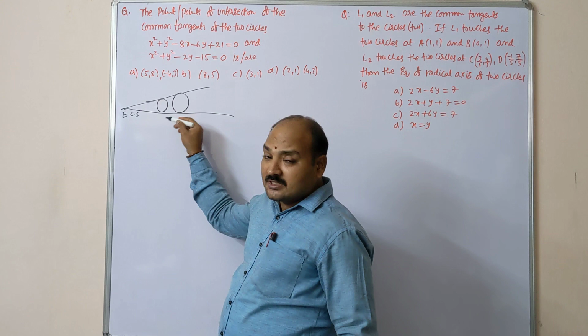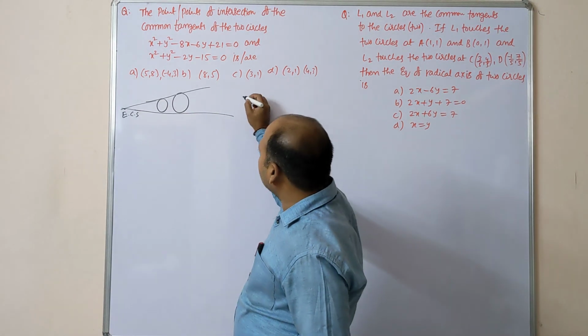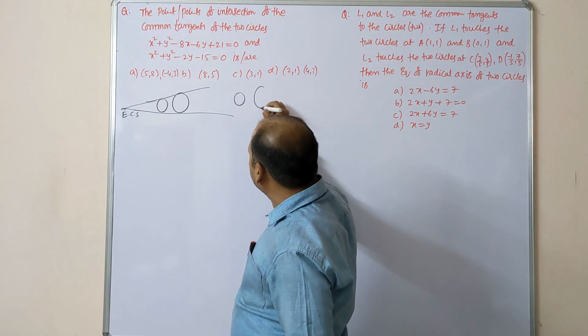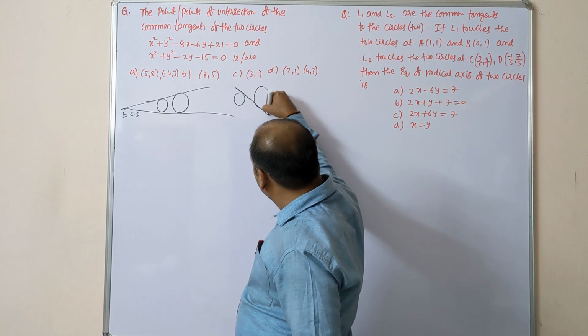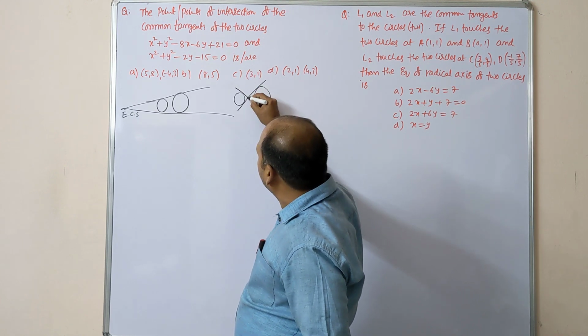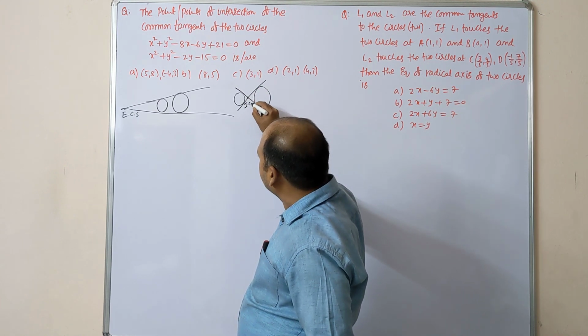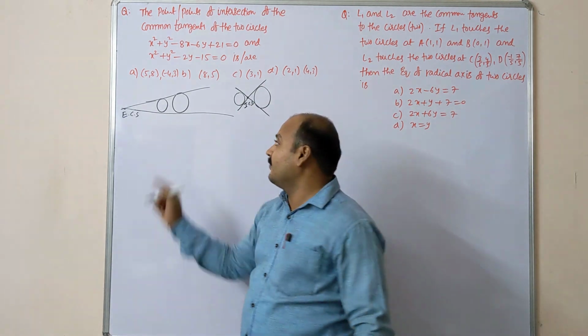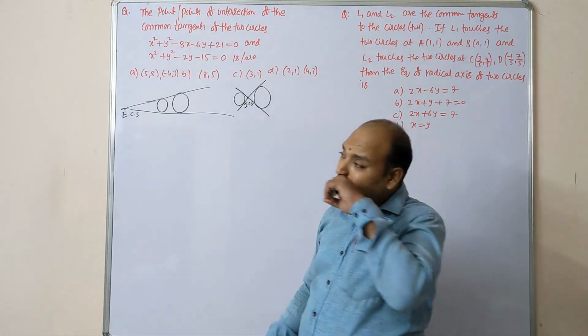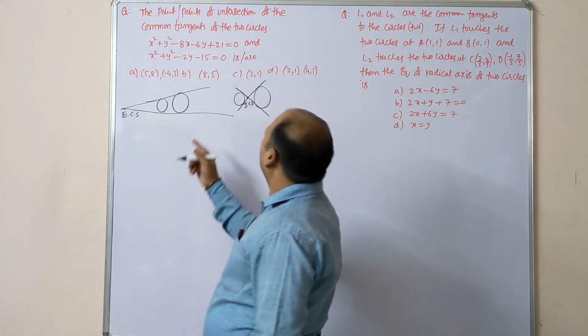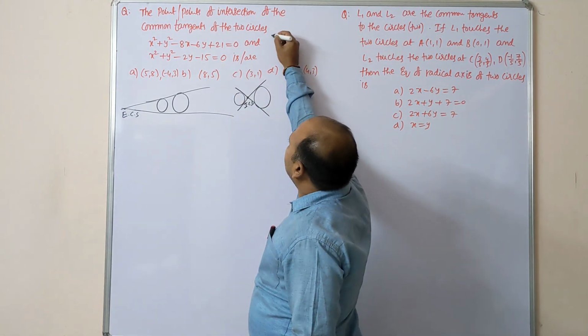When the circle situation is like this, these are the transverse common tangents. If we do that, this is the internal center of similitude, ICS, and this is ECS. So we need to calculate first: the first circle center is what?